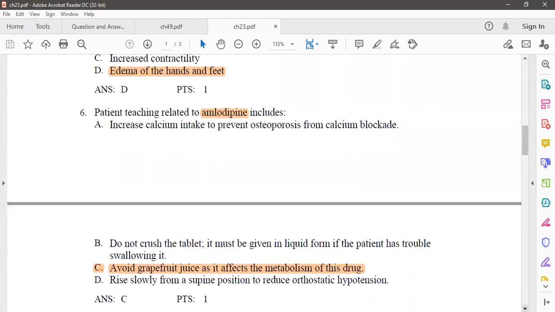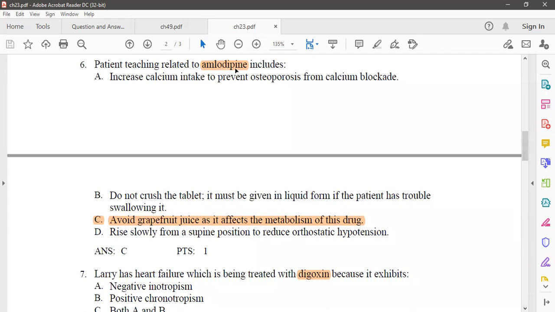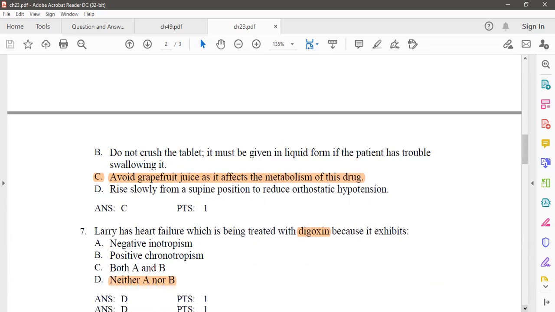The calcium channel blocker called amlodipine. What could we teach our patient if they take amlodipine? Tell your patient to avoid grapefruit juice as it affects the metabolism of these drugs.